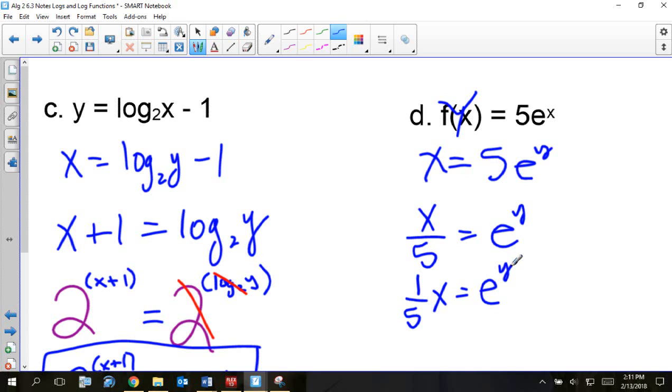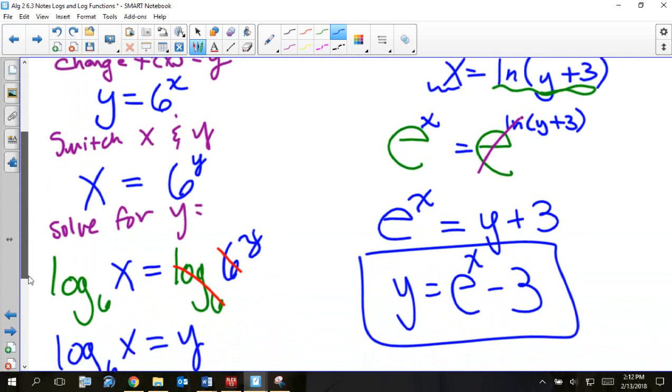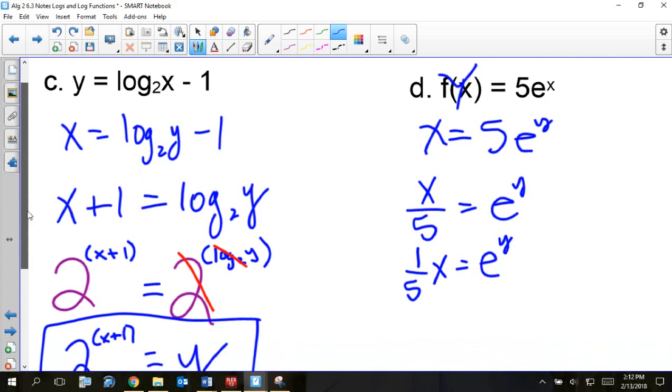So how do I cancel out e to the y? How do I cancel out the e? It is a base of e. What cancels out a base with an exponent and gives me the exponent? We just did one right here. This had a base of 6. What canceled out the base of 6? Log base 6.